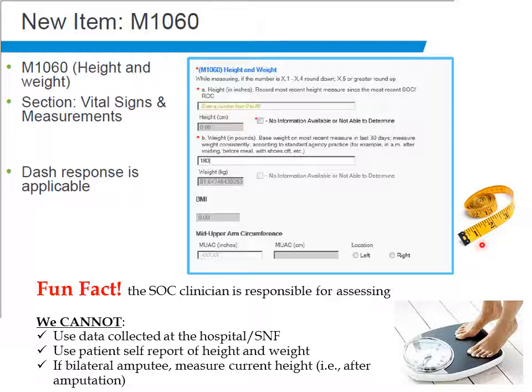So the patient's going to need to stand against the wall, shoes off, and then you measure how tall they are. If they cannot stand, then you can use the paper tape and just run it along their body like how they measure babies and gather the information that way. If you cannot get it, it's just not possible, then just mark dash, no information available. With the weight, if they have a scale, use their scale. If they do not have a scale, then we're going to have scales that you can carry in your car.